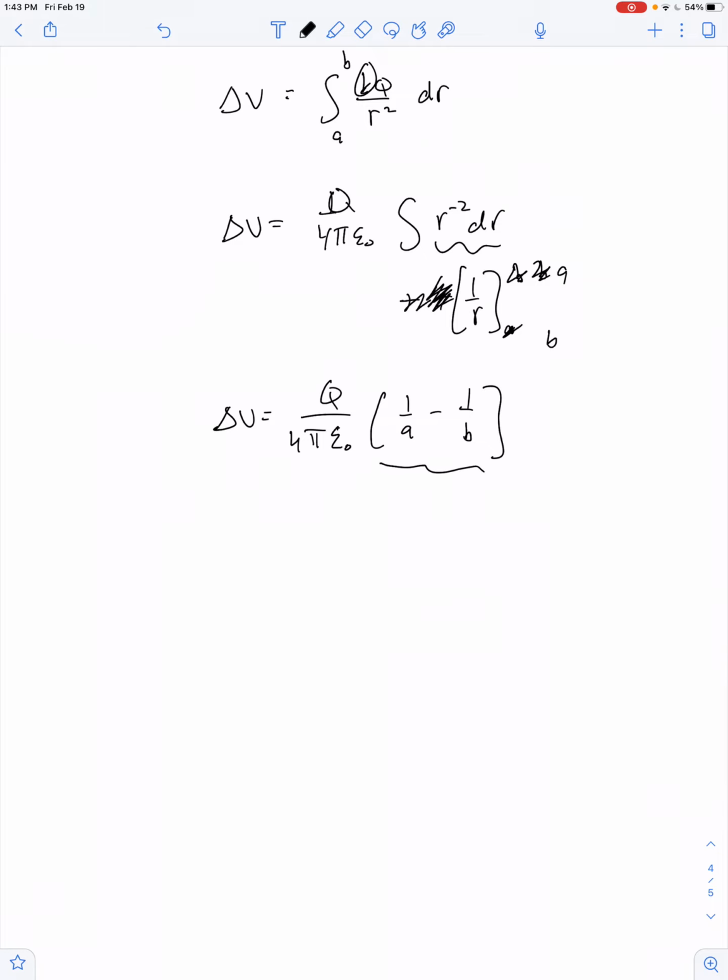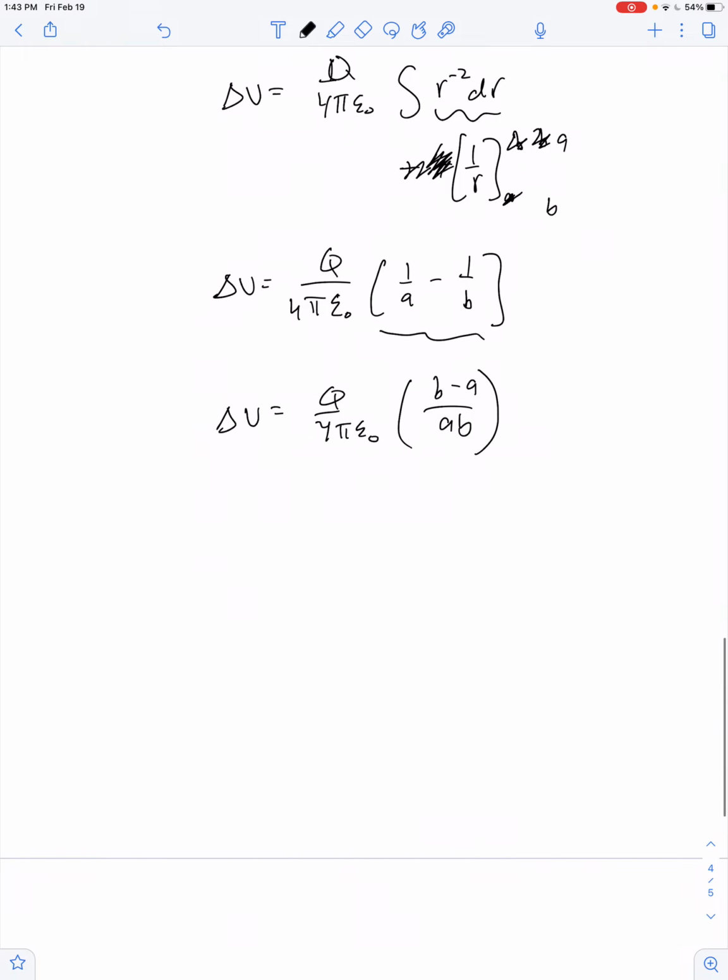Okay, now we can simplify this a little bit. Delta V is Q over 4 pi epsilon naught times the quantity B minus A over AB. And I just found a common denominator, right? So what good is all this? Well, finally we can apply the definition. Capacitance is defined as charge per unit voltage. You know, we might as well start writing it like this when we do derivations of this type.